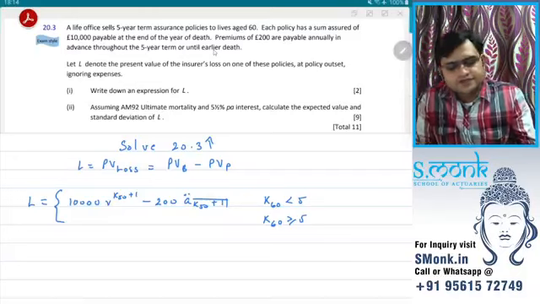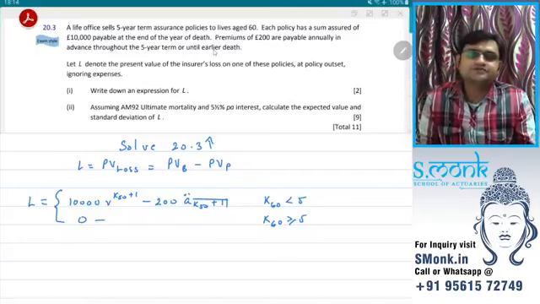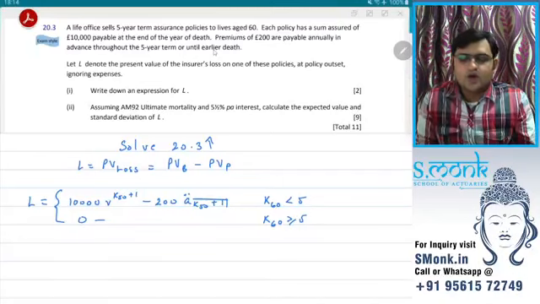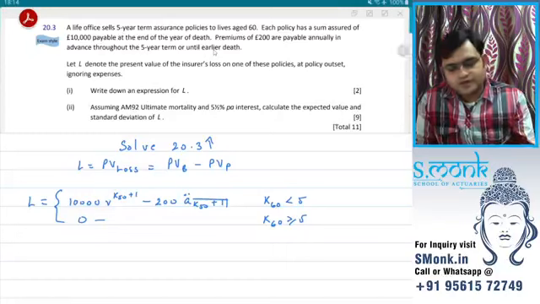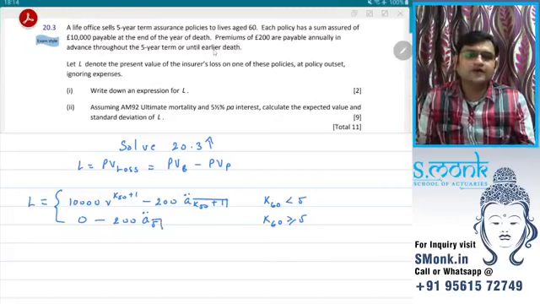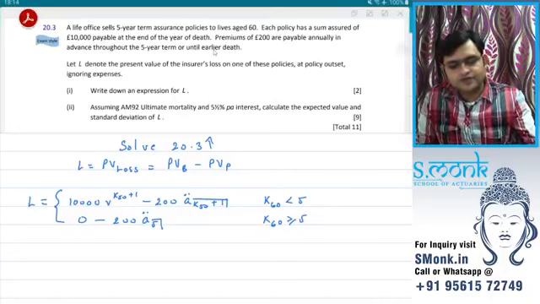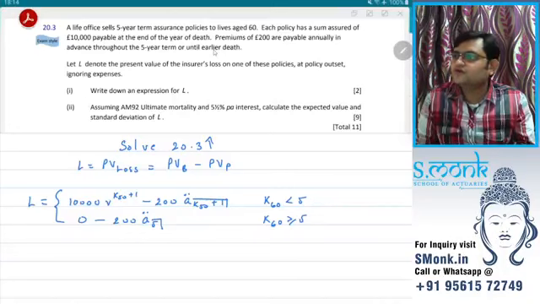But if the person survives 5 years, no benefit is given, so 0, minus 200 a-due 5, since all 5 years of premium would have been paid. So this becomes our loss function, with different values at different terms because we have a term assurance policy. This becomes our expression for L.